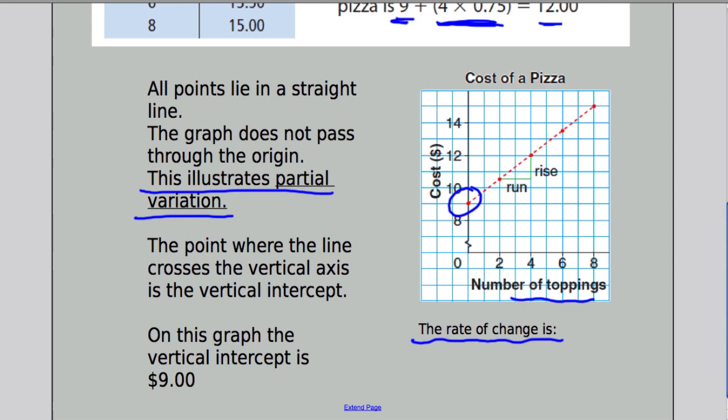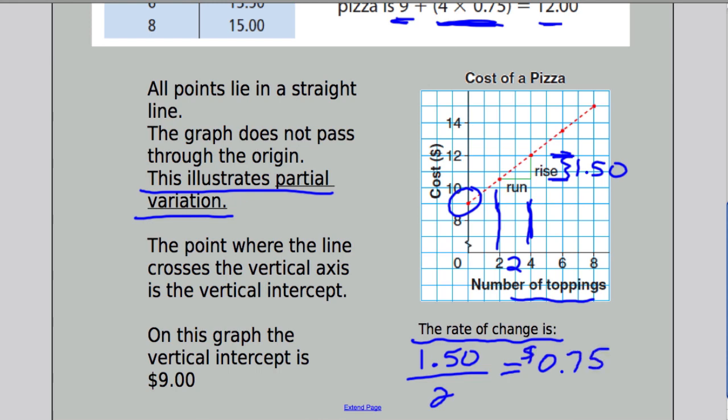If we look at rise and run on the graph up here, the rise between 12 and 10.50, that's a difference of $1.50. And the run between 2 and 4 is a difference of 2. So our rate of change, doesn't matter how you get to that point, I get 75 cents.